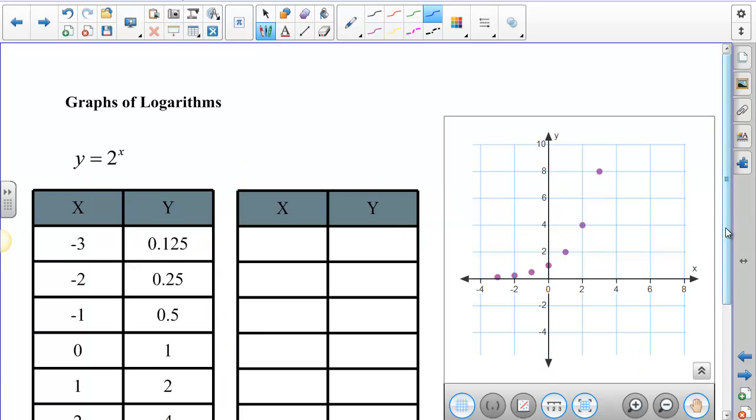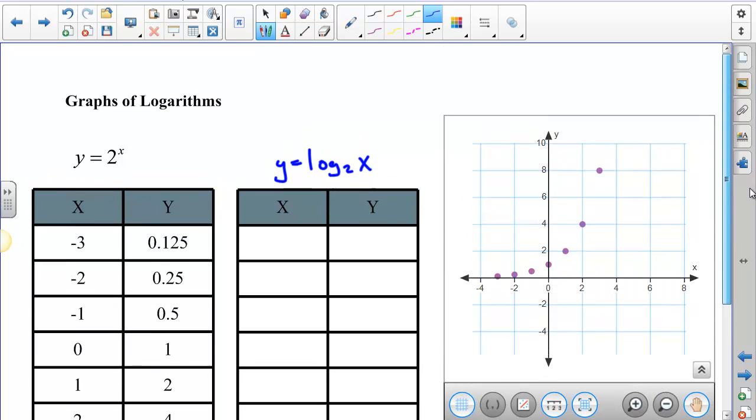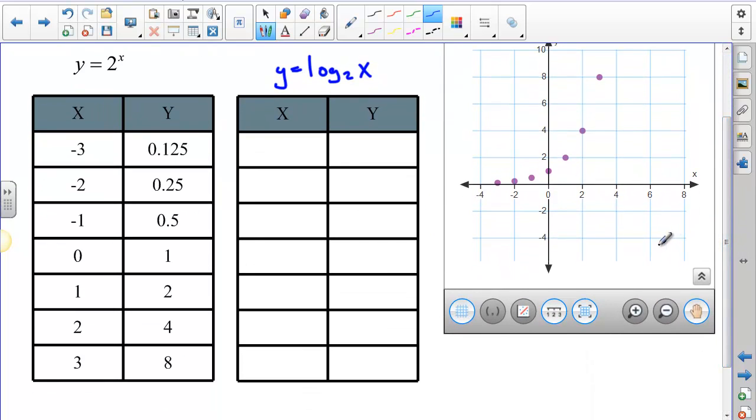Now, when we start to graph logarithms, we're going to take a look at something such as y equals the log base 2 of x. We've worked a lot with y equals 2 to the x for an exponential function, and these are just the decimal approximates, 1/8, 1/4, 1/2, then 0, 1, 1, 2, 2, 4, and 3, 8. And you can see those points are already plotted there. Because we know logarithms and exponential functions are inverses, we know that we can switch x and y.